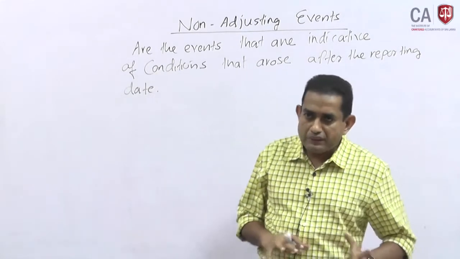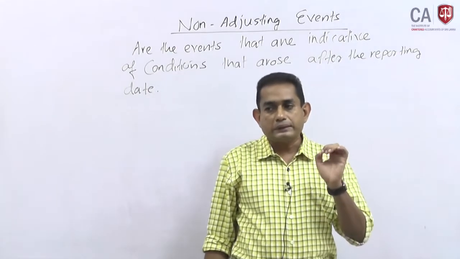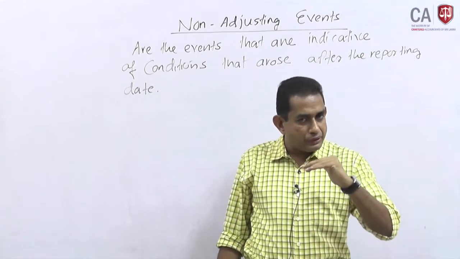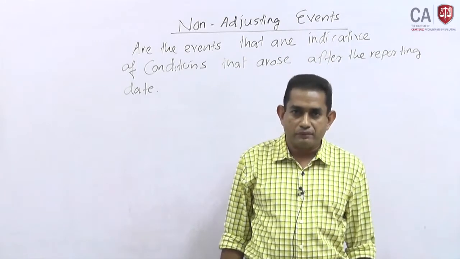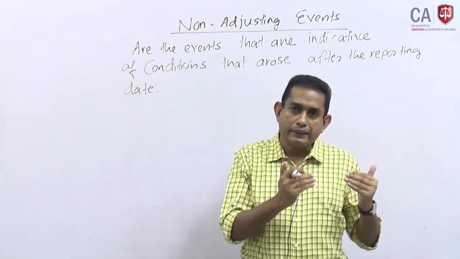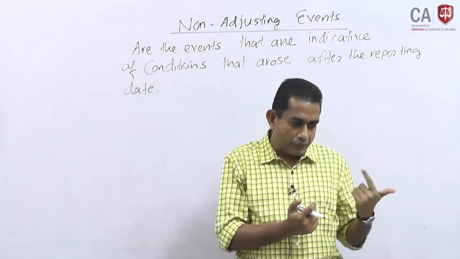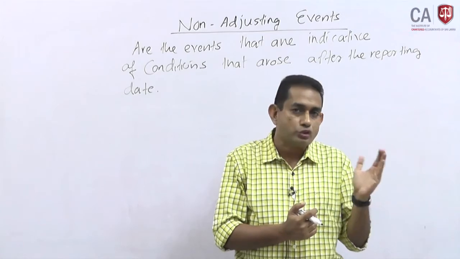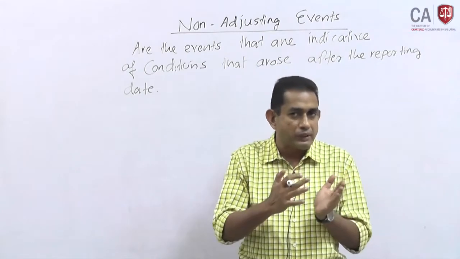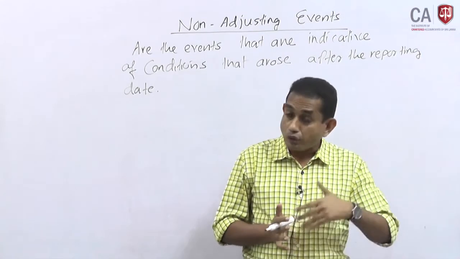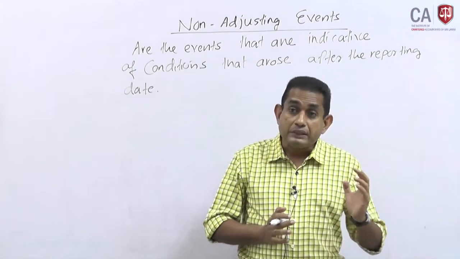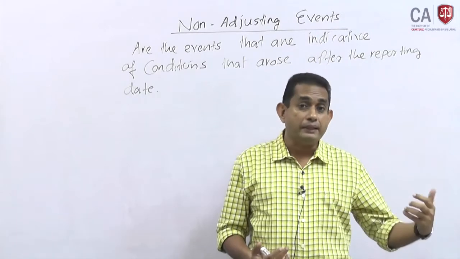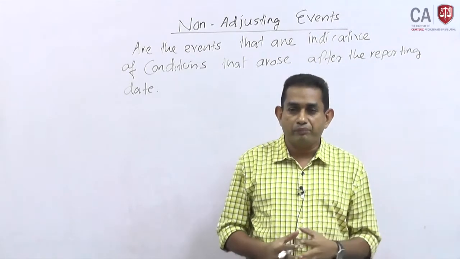See how nicely those two events are contrasted from each other. Adjusting events are the events that are providing evidence to the conditions that are already existing on the reporting date. There are conditions existing on the reporting date for which you start receiving more information, more evidence, and that is what is happening under adjusting events. Non-adjusting events are the events that are indicative of conditions that are arising completely after the reporting period.